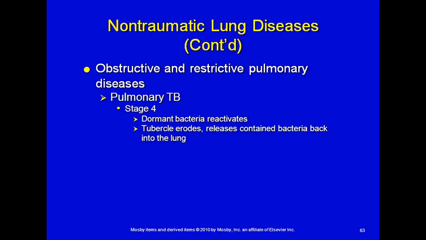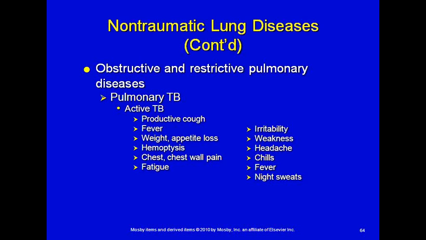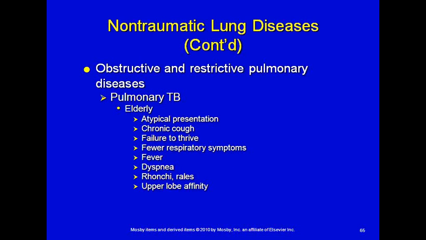Stage 4 is when the dormant bacteria reactivates, the tubercle erodes, and it releases contained bacteria back into the lung. Patients with active tuberculosis will have a productive cough, fever, weight loss, coughing up blood, chest pain, and fatigue. They'll be irritable, weak, with headache, fever, chills, and night sweats. Again, it could resemble a variety of other chronic respiratory conditions.